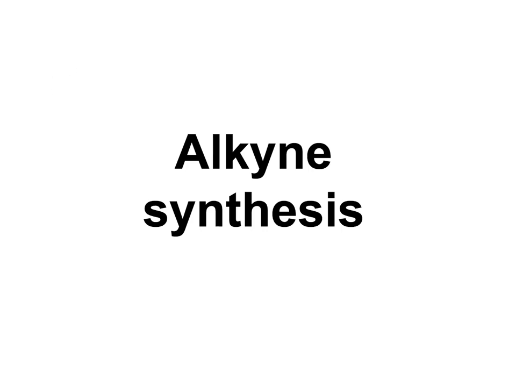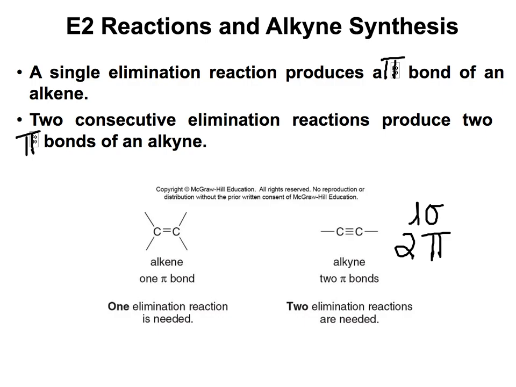We can also use elimination reactions to synthesize alkynes. In a single elimination reaction, we will get an alkene because only one pi bond is formed. But if we do two consecutive elimination reactions, that will produce two pi bonds that will result in an alkyne. Remember that an alkyne is formed by one sigma bond and two pi bonds.